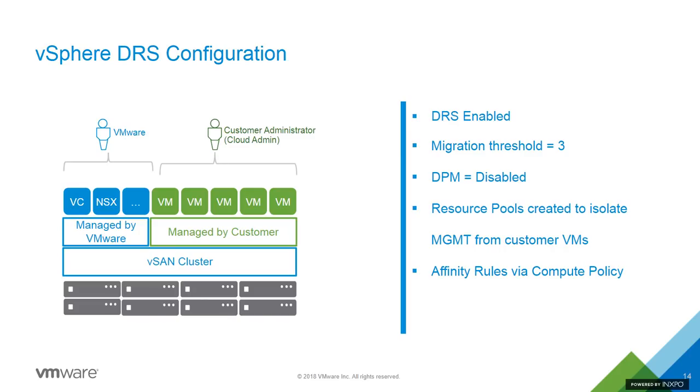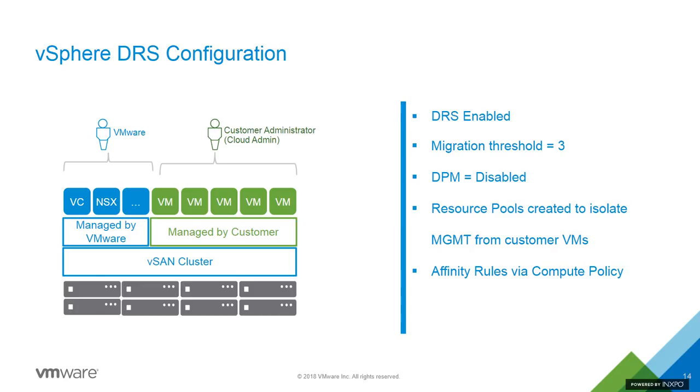The DRS configuration here is enabled by default. That's what gives us the ability to do resource pools and to be able to manage your workloads and allow them to load balance appropriately across all your hosts. DPM is disabled, and we have 2 specific resource pools that are created by default when you deploy your SDDC.